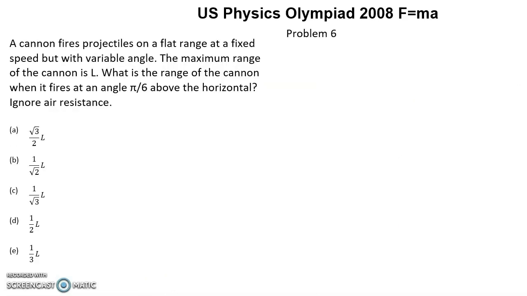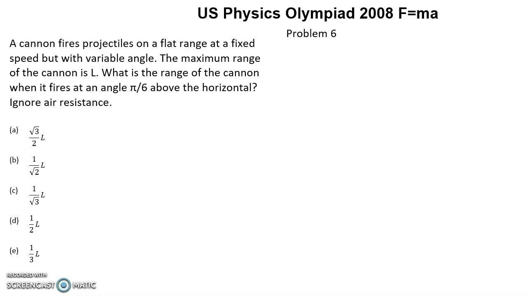Problem number 6. A cannon fires projectiles on a flat range at a fixed speed but with a variable angle. The maximum range of the cannon is big L. What is the range of the cannon when it fires at angle pi/6 above the horizontal? Ignore air resistance.